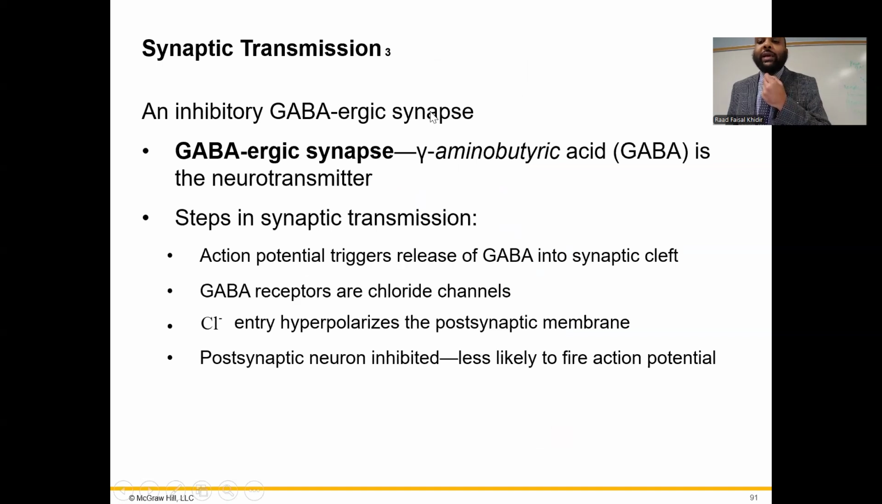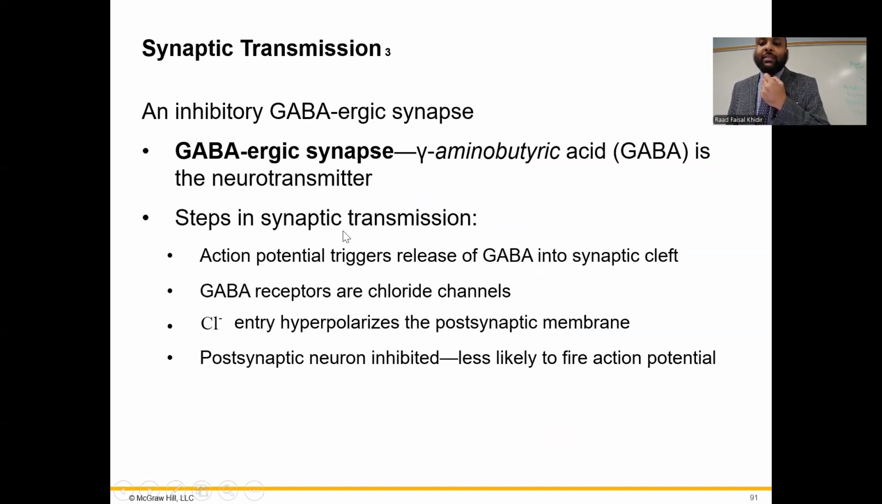An inhibitory GABAergic synapse. The GABAergic synapse, known as the GABA, gamma-aminobutyric acid, is the neurotransmitter.